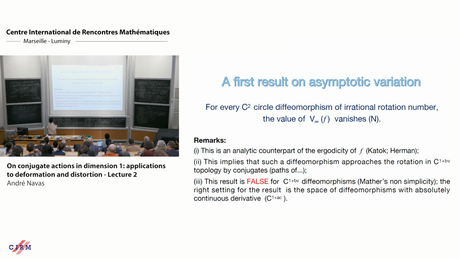For instance, if you have a C2 circle diffeomorphism with irrational rotation number, then the asymptotic variation vanishes. And this is not totally obvious. And by that I mean that it doesn't follow from Denjoy's theorem. And the reason is that the result is false in the Denjoy class. It's very surprising. The right setting for this result is this space of C1 plus absolutely continuous diffeomorphisms. Okay, so let me explain this. So let me go into the details of this.